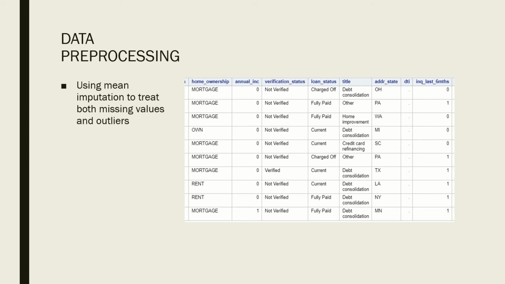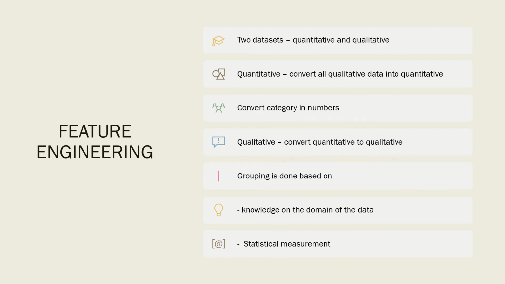So first, these values are being taken out, and then mean calculation will be done based on the column for each annual income and DTI, and then the mean value will be imputed in those particular rows. Next is feature engineering. In this process, two data sets were generated, which are quantitative and qualitative data sets. For the quantitative data set, we convert all the qualitative data into quantitative, so it is converted into numbers.